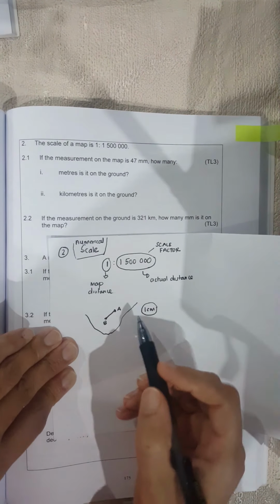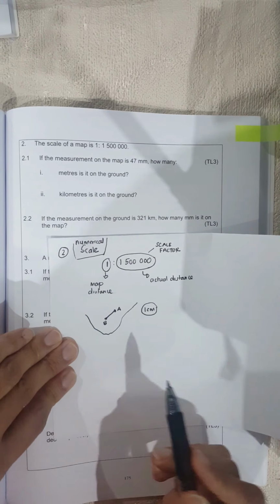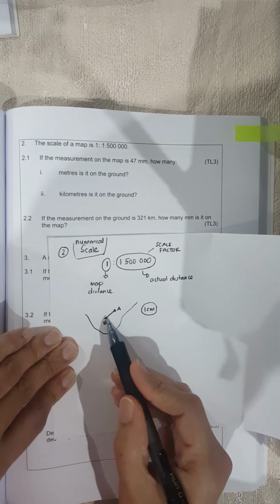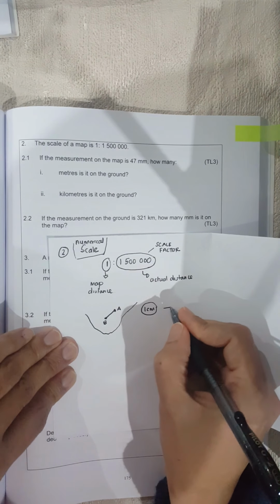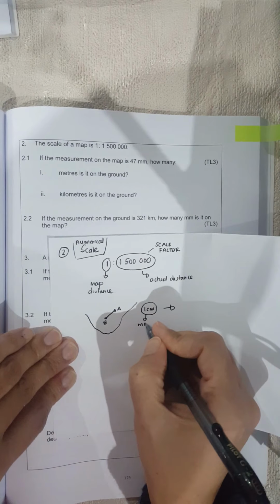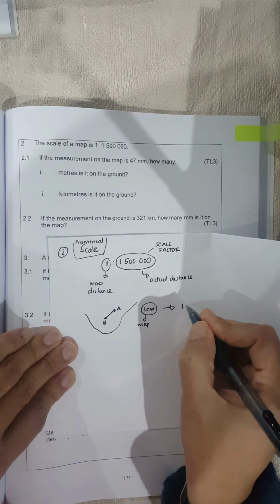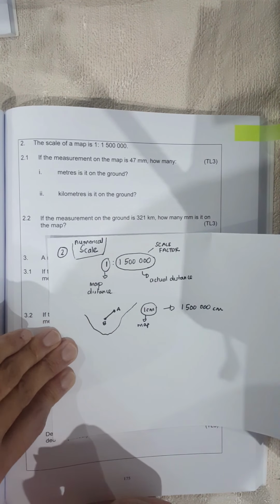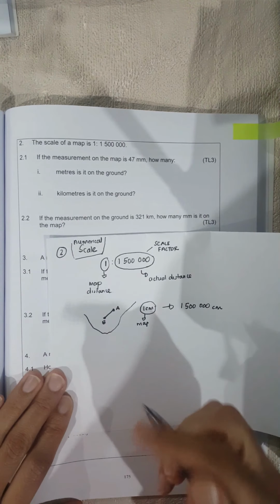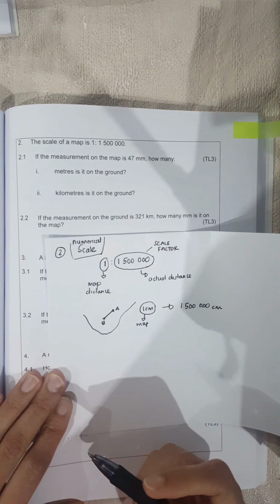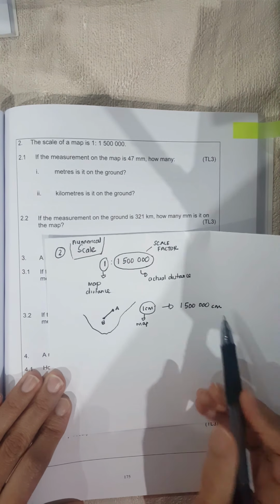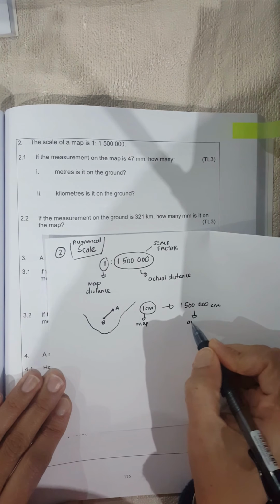If it's 1.5 million centimeters, I can't draw a map like that, right? So I'm only going to draw 1 centimeter apart. But now what does 1 centimeter on my map represent? This is my map, right? It's representing 1.5 million centimeters. Can you see what it's doing? All we're doing is using a scale, and 1 centimeter equals something. So we're saying 1 centimeter equals 1.5 million centimeters in reality, or in actual distance.